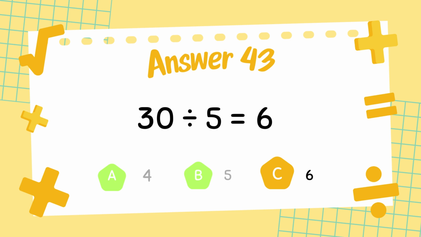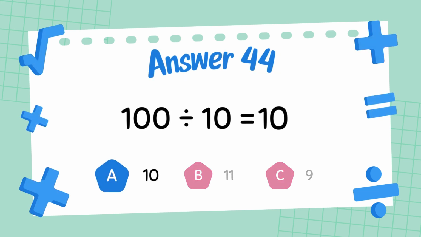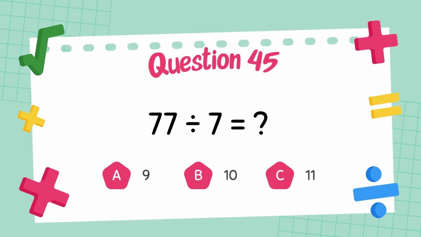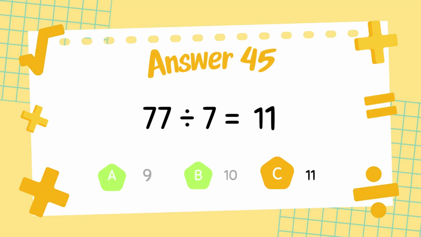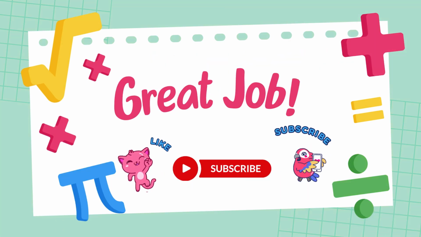The answer is 6. What is 100 divided by 10? The answer is 10. What is 77 divided by 7? The answer is 11. If you want to get even better at math, keep practicing.